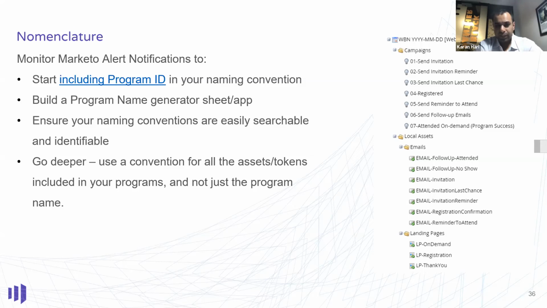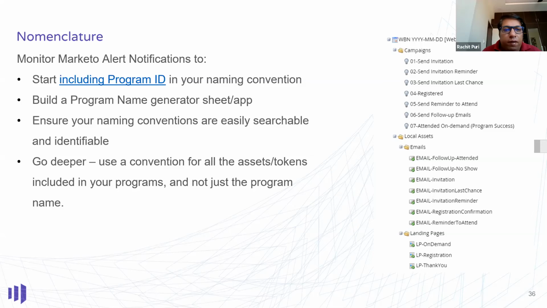And go deeper. Like I explained before, don't just use naming conventions for programs. Use them for all the assets, all the campaigns, or anything else. Everything should have a very structured and detailed naming convention so that it's easy to identify, easy to report on, and easy to give your insights on.